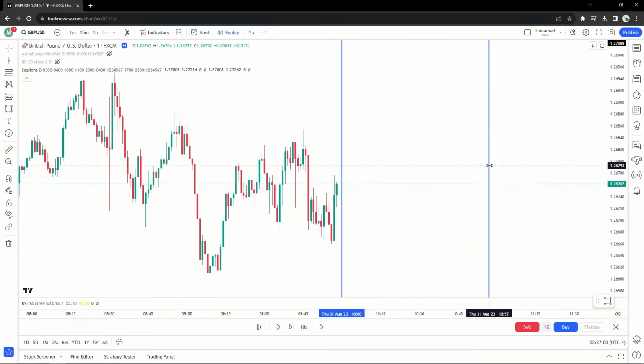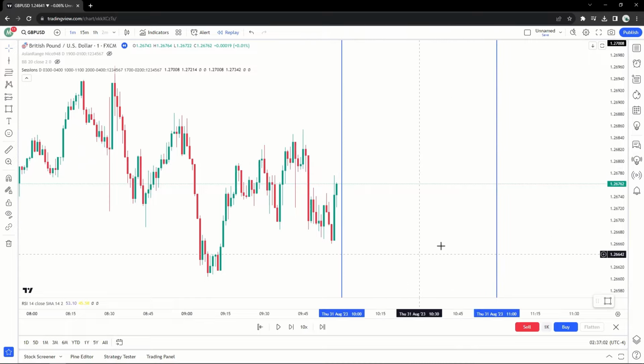We have 10 to 11. This is our time frame to get in a trade. As simple as that. Once we get out of this time frame, we're not going to be looking for any more trades.